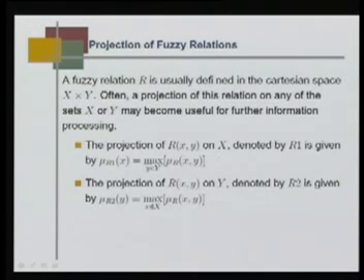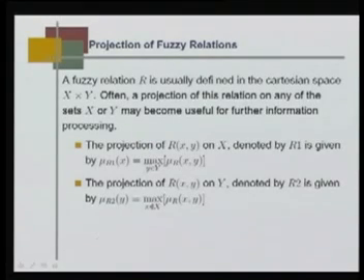Now, we will be talking about projection of fuzzy relation. A fuzzy relation R is usually defined in the Cartesian space x and y. Often a projection of this relation on any of these sets x or y may become useful for further information processing. So, the projection of R x y on x, denoted by R 1, is given by mu R 1 of x equals maximum over y belonging to Y of mu R x y.